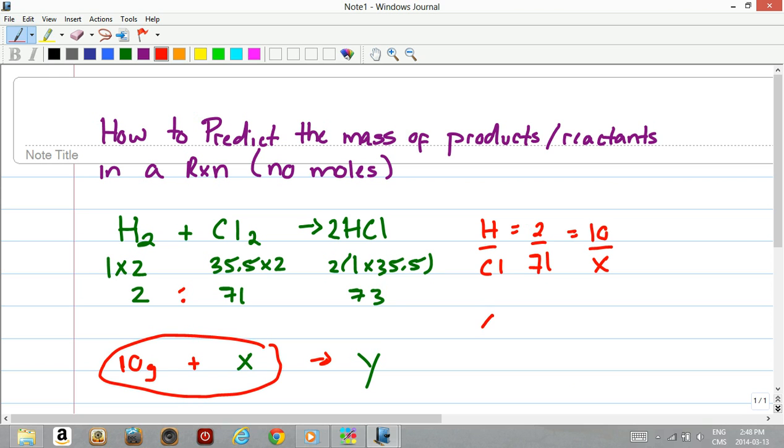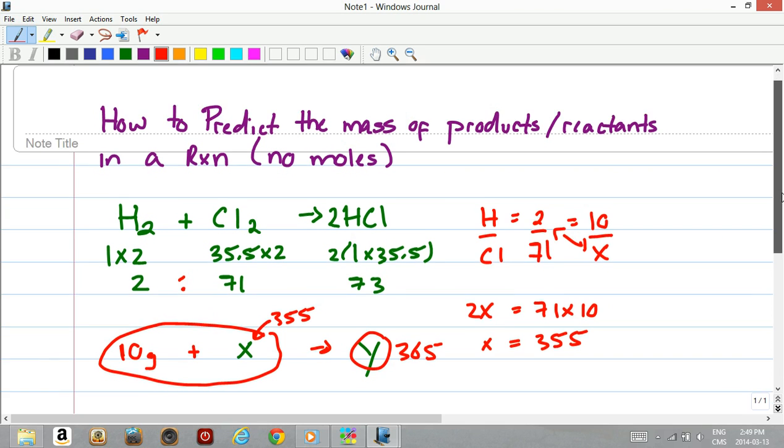So we can solve for X now. If I do my cross multiplication, 2X would be 71 times 10. Therefore, X would have to be 355. So this says that we need 355 grams of chlorine to react with 10 grams of hydrogen. And Y, therefore, would be just the sum of those two, which would have to be 365 grams of hydrogen chloride. Okay, so there's one example.